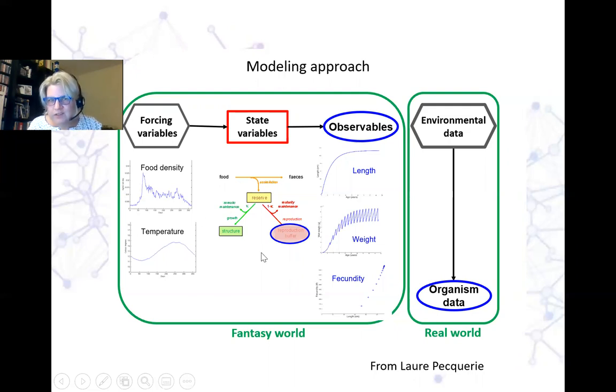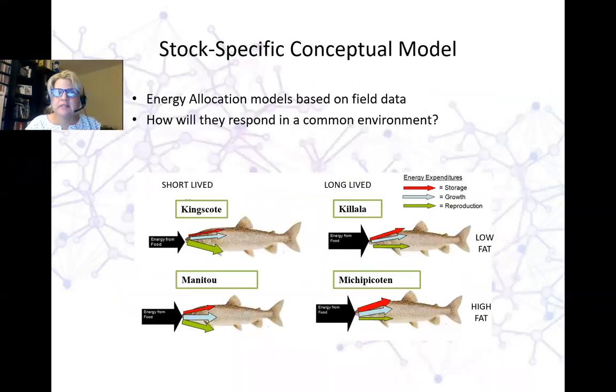We have some forcing variables, and then we have to try to estimate what these state variables are with the DEB. So what we were going to work with our lake trout is we had these 4 different lake trout species that had very different life history characteristics. They were either short-lived or long-lived, but some of them also in the natural systems had low reserves, by which I mean lipid reserves, and some of them had high lipid reserves.